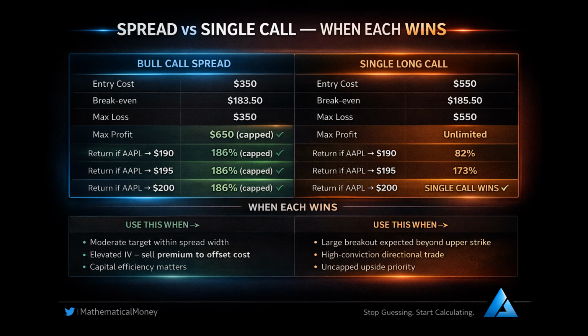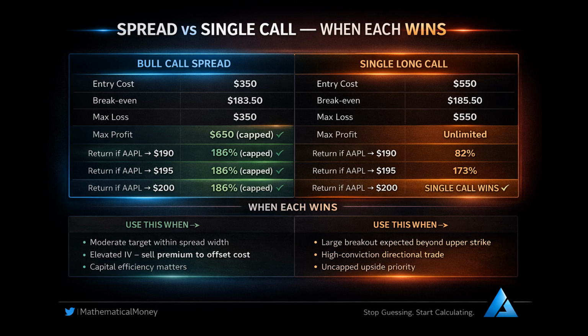Bull call spread versus single long call. When does each win? The spread wins on a moderate, defined move. If Apple moves from 182.50 to 190, a $7.50 move, the single 180 call returns $4.50 on $5.50 risk, 82%. The bull call spread returns $6.50 on $3.50 risk, 186%. Same move, same direction. The spread wins decisively on return on risk.